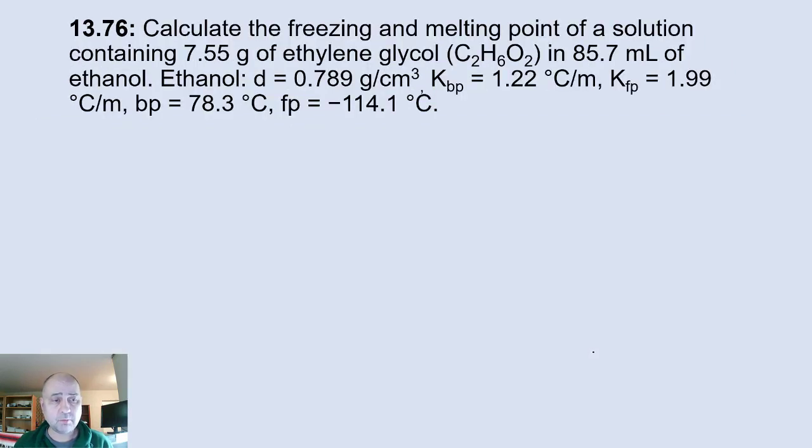Alright, moving on to the final problem, and then it's time for you to do some of those on your own. This time, as I threatened, we have a solution that is not in water. Here we have 7.55 grams of ethylene glycol. We already worked with ethylene glycol. That was the antifreeze. And we added that to 85.7 milliliters of ethanol. So our first calculation is to determine the molality of this particular solution.